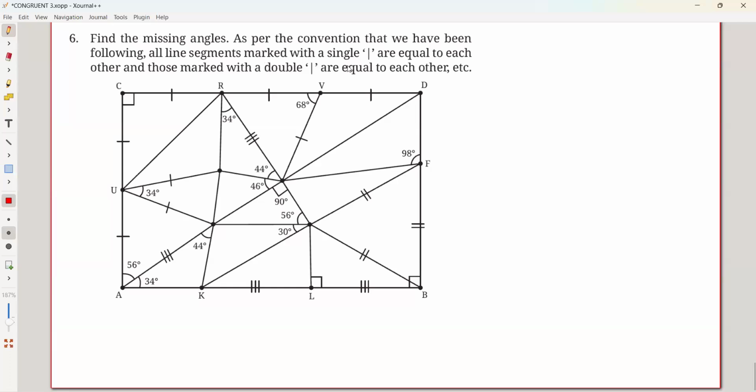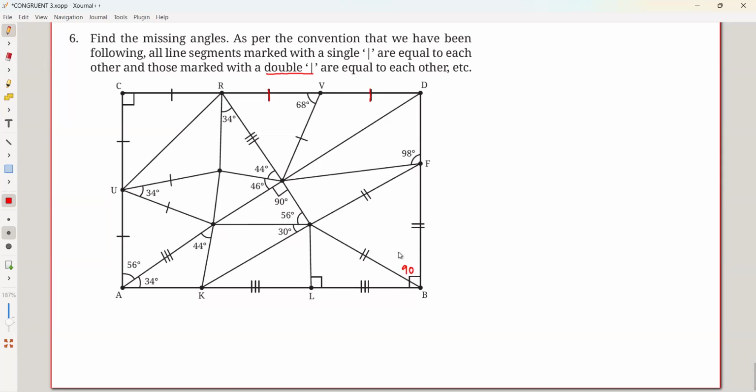All the line segments are marked. One line means this side is equal to this side, we have to assume that. Two lines means these two sides are equal. Three lines means these two sides are equal. And if they give us a box, that is nothing but 90 degrees. Box means 90 degrees.